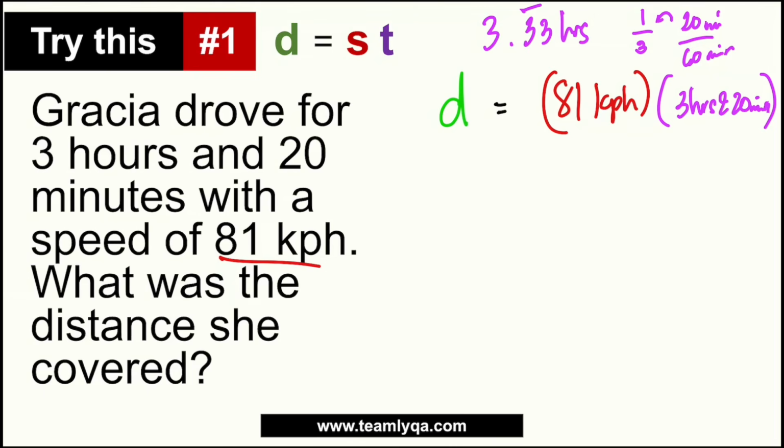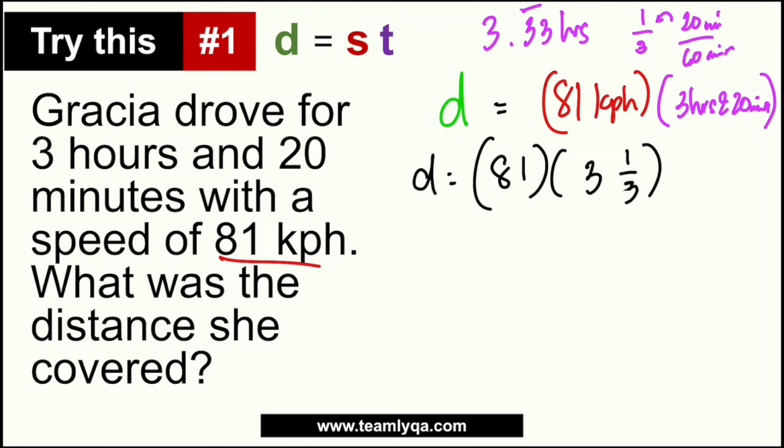Or, pwede ko siyang i-treat as a mixed number. So what I'm going to do instead would be D is equal to 81 times, and then you have 3 and 1/3. Okay? Now, why do I prefer using yung fraction kesa dun sa formula? Now, the first thing is this.